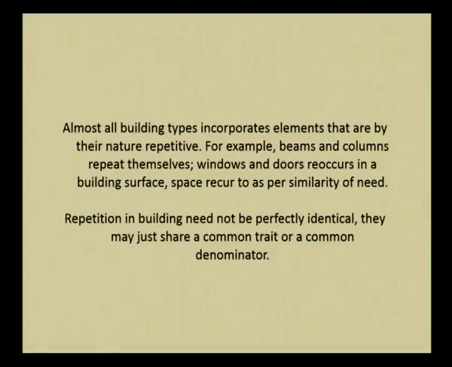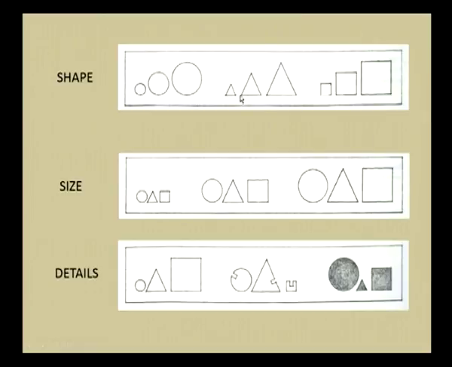Repetition in a building need not be perfectly identical. They may just share a common trait or a common denominator. Repetition in architecture can be created by repeating the same shape but in a different scale, like what is shown in the first example. Either it is a column or a window, you repeat the same form but in a different scale. But in all cases it may not be possible, so you may have different shapes.